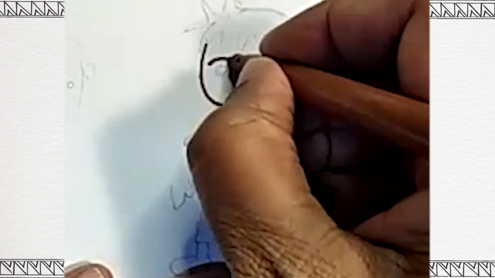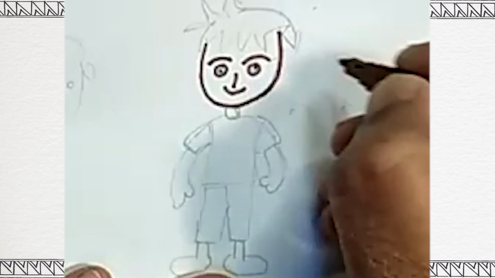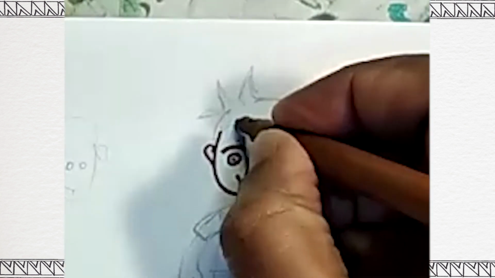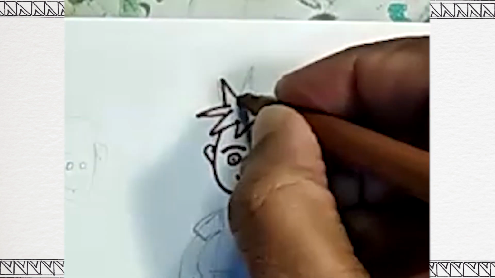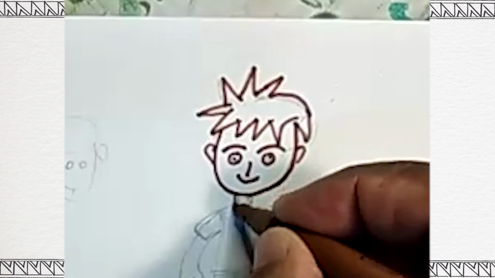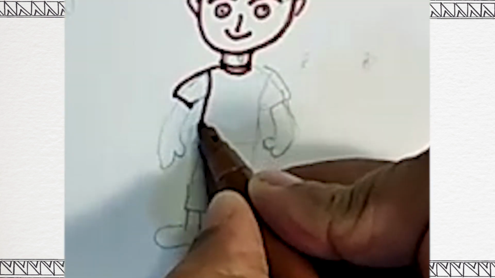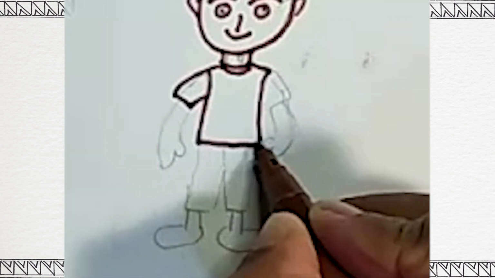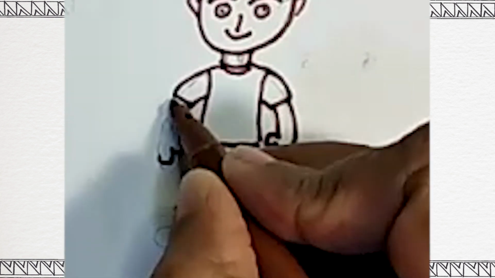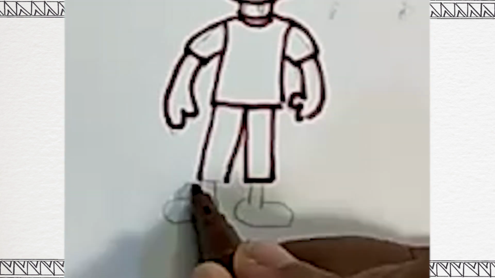Draw an oval, draw two eyes, two dots, one line, two ears, and his hair was very disturbed, like he never used to comb properly. So this is the face. So this is the neck of the boy. This is his t-shirt. If you want, you can draw any design on his t-shirt. These are his hands and these are his legs covered in paint.